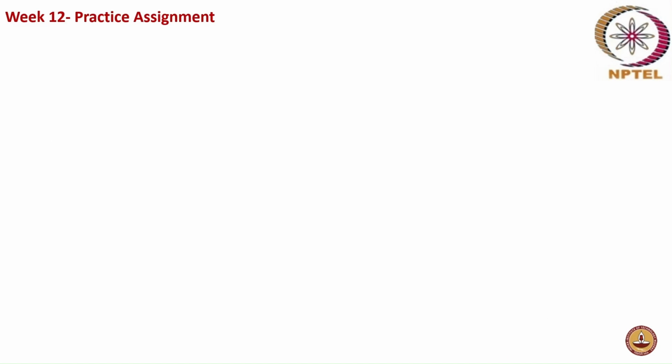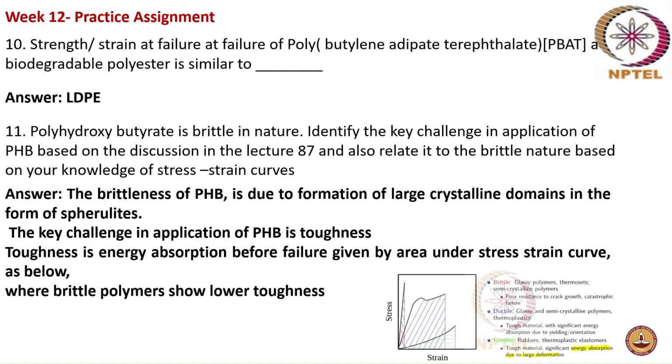Next. Hope you understood. So for a brittle polymer, the area under the stress strain curve is very small. That means the toughness is very less, and this low toughness is a key challenge in application of polyhydroxybutyrate.